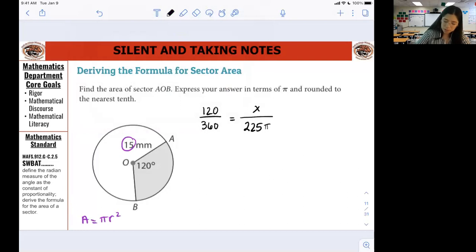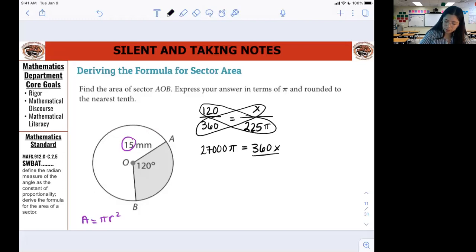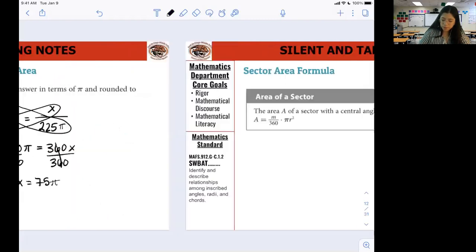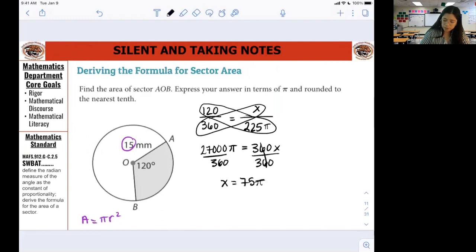Okay, well, I could do it this way with my proportion. We cross multiply. I use my calculator. 120 times 225 gives me 27,000 pi. And then 360x. And then I would divide both sides by 360. And I would get x equals 75 pi. So we already know how to do this. We've been doing it for a couple of weeks now. So this is using proportion.